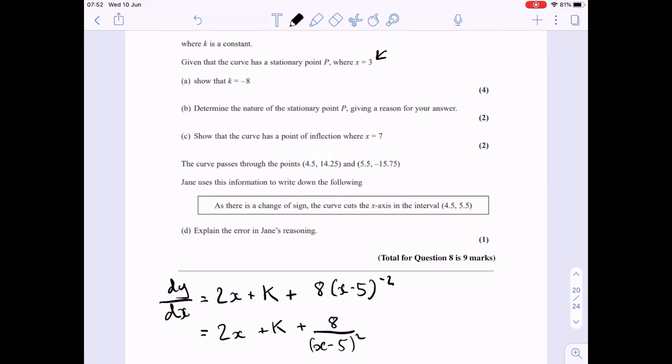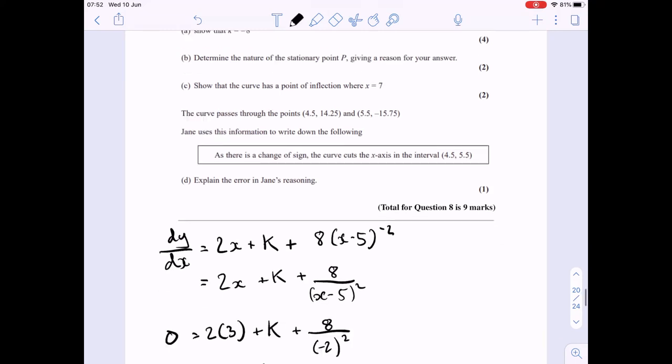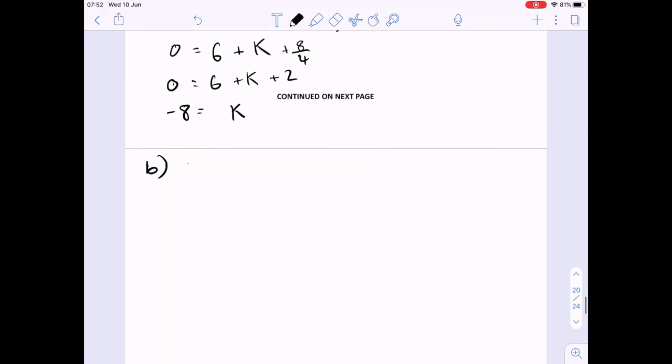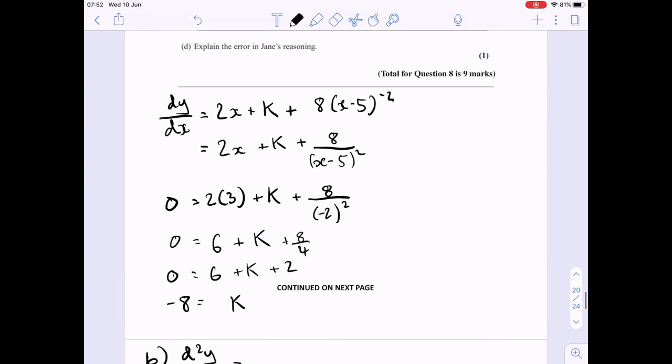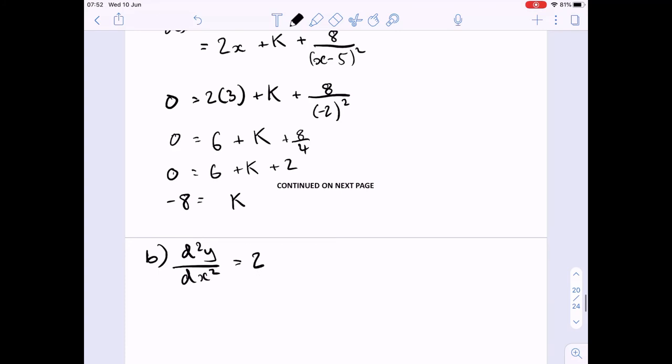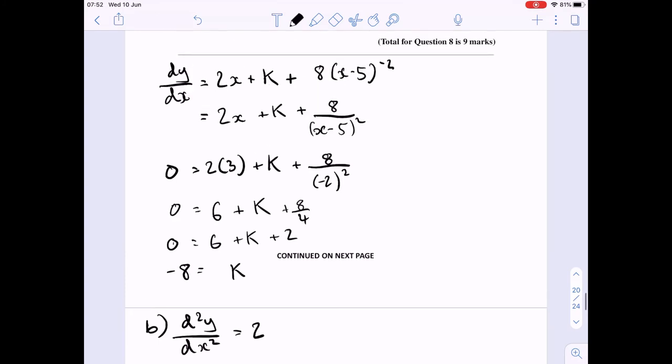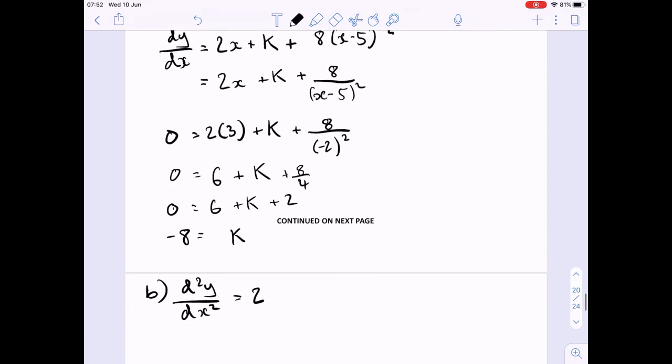Determine the nature of the stationary point and give your reason for your answer. So determining nature means we have to differentiate again. So d2y by dx squared is going to equal 2, and again, times by the power, so minus 16 x minus 5 to the minus 3.